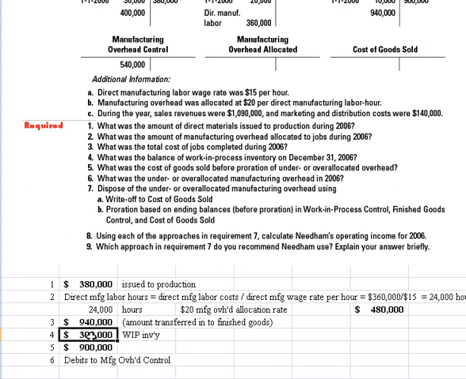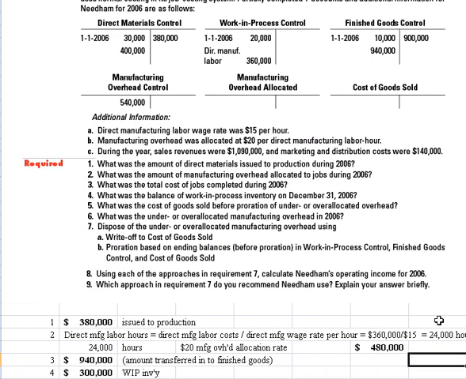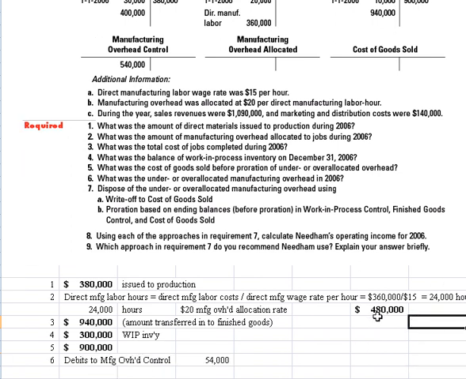And I think we posted that in here somewhere. Oh, my mistake. Actually, the 540,000 is given right here. Manufacturing overhead control of 540,000, right? And what we saw was we had determined that the amount of overhead to apply was equal to the 480,000 that we calculated allocated to jobs in number 2.